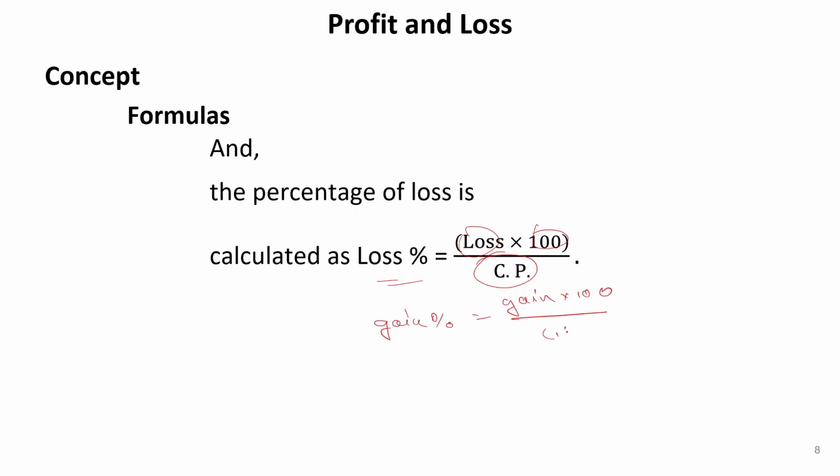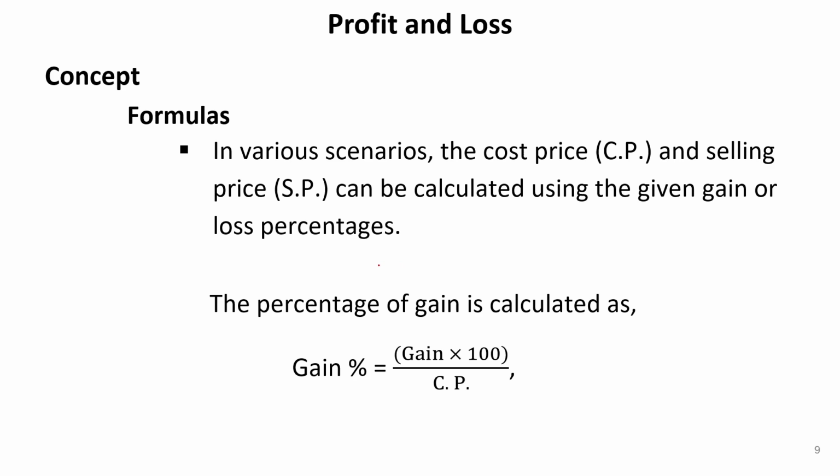So it will be CP, that is cost price, and loss will be also. So the only difference will be that for loss percentage we will write loss, and for gain percentage we will write gain. Okay, so let's see, in various scenarios the cost price and selling price can be calculated using the given gain or loss percentage formula.